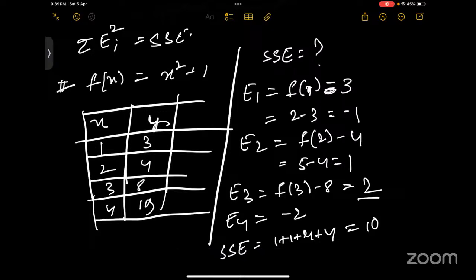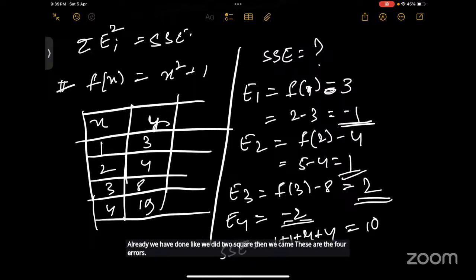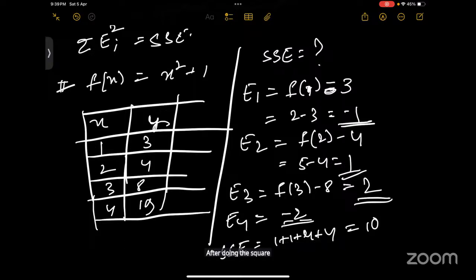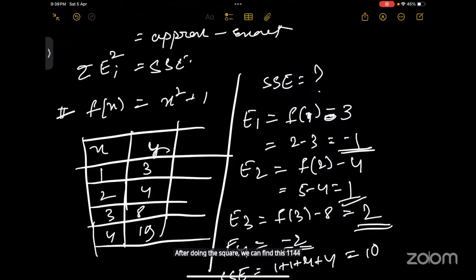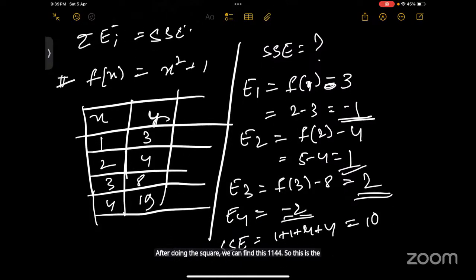Yes. And 4 square is 16. Already we have done, like we did 2 square. Okay, these are the 4 errors. After doing the square, we can find this: 1, 1, 4, 4. So this is the SSE. This is the typical process to find the SSE.